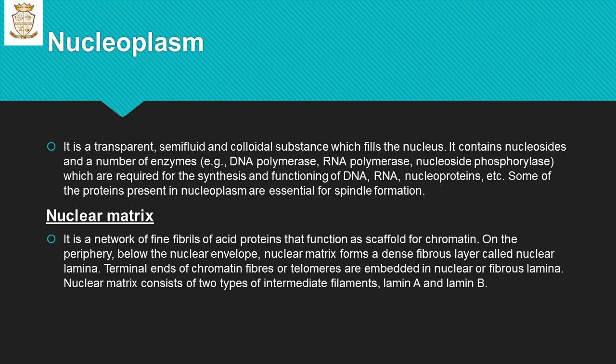Nuclear matrix is a network of fine protein fibers that functions as a scaffolding for chromatin. The dense fibrous layer is called nuclear lamina. The terminal end of chromatin fiber, or telomere, is embedded in the nuclear lamina. Nuclear lamina consists of two types of intermediate filaments, that is lamin A and lamin B.